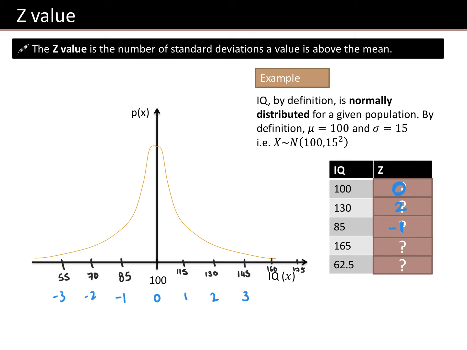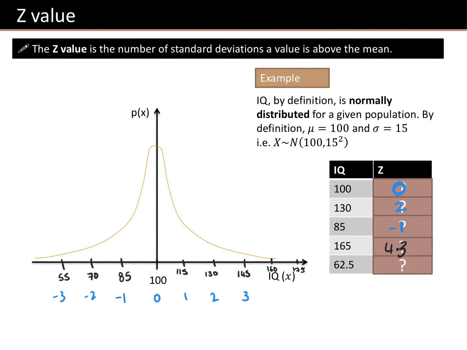Okay? And if I was to do 165, I know that this is 1 standard deviation, 2 standard deviations, 3 standard deviations, 4 standard deviations, and 65, between 160 and 75 is 15. So 5 would be a third. So this would be 4.3. This is just a bit of fun. This is just so that I know that you can understand.